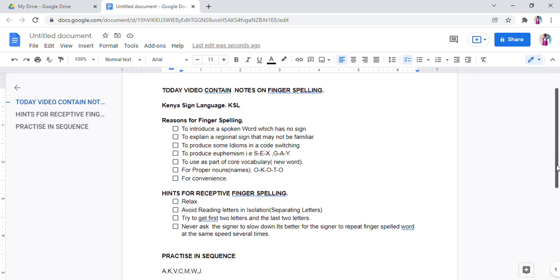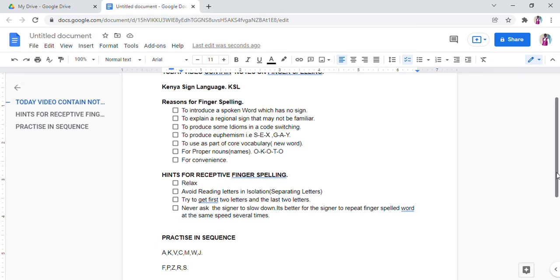Then another subtopic that I want us to talk about is the hints for receptive fingerspelling. So when you are getting information from a hearing person, or a deaf or hard of hearing person, you will relax. You will avoid reading the letters in isolation, separating the letters. This will really lead to confusion. Another thing is try to get the first two letters and the last two letters of the fingerspelled word. That will really help you arrive at the word that is intended.